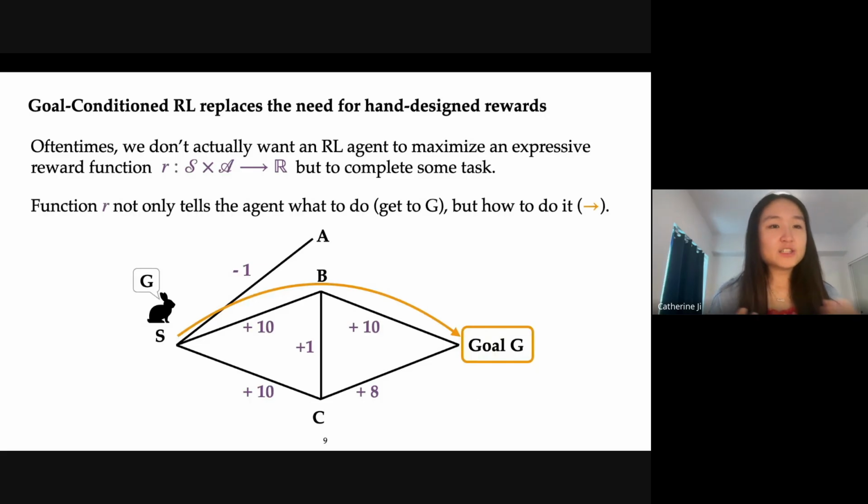And as you've probably noticed when running RL algorithms, the reward function doesn't just tell the agent what to do, which is, for example, get to goal G or get to some nice state. It also tells the agent how to do it. So going from S to B to G rather than just reaching some state G.